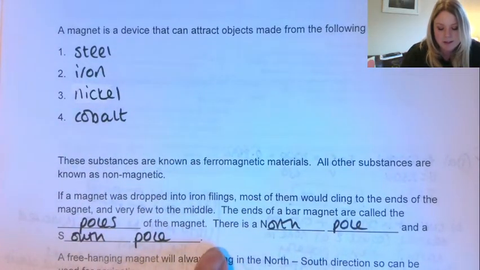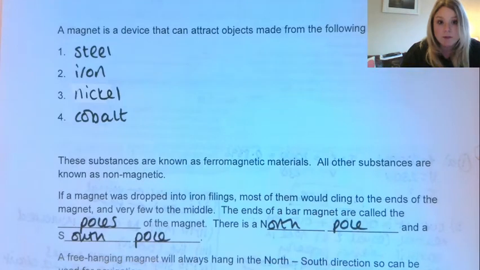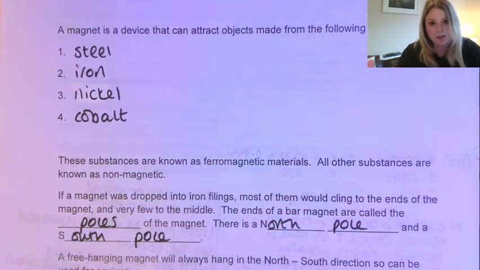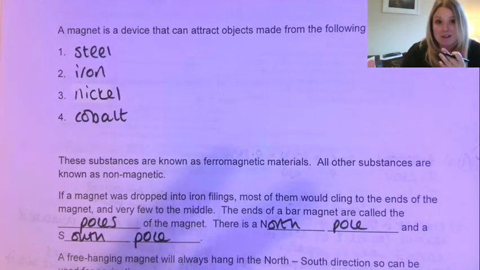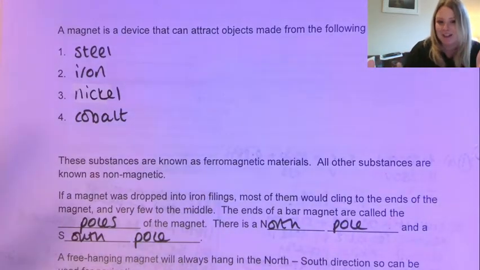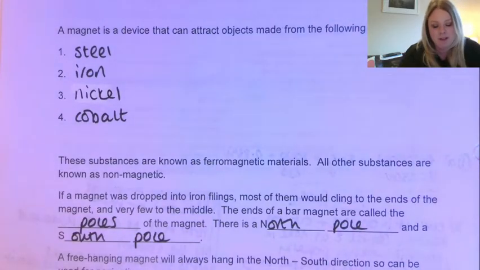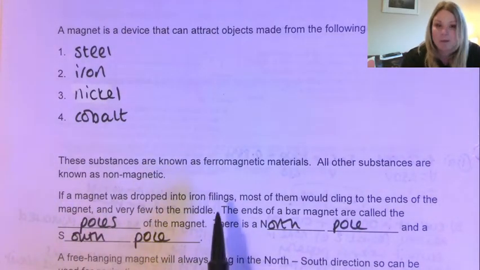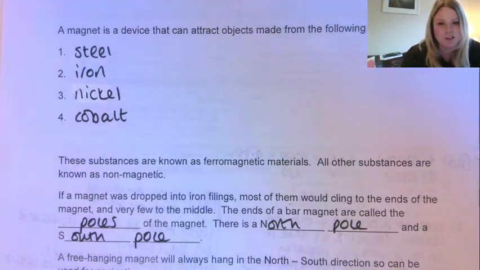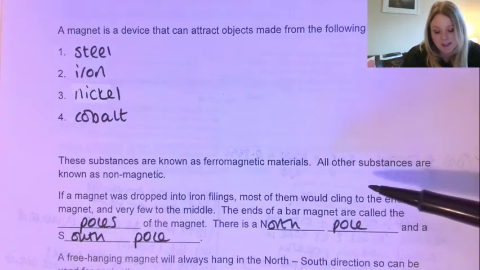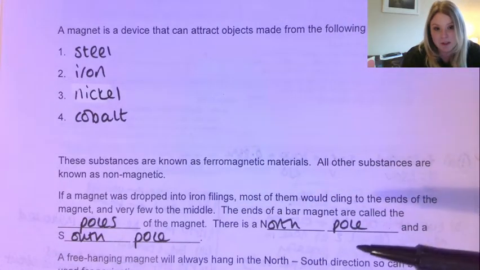This little bit here is just saying that the poles of the magnet, so the two ends of the magnet, is where the strength is the strongest. And what I'm really avoiding saying here, because I haven't mentioned it yet, is that the magnetic field is the strongest there. Okay, so if we were in school, we would get to be playing with iron filings, dropping them on the page and all that, but sure, you remember doing that in first year, don't you? Most of them would cling to the ends of the magnet and very few to the middle.